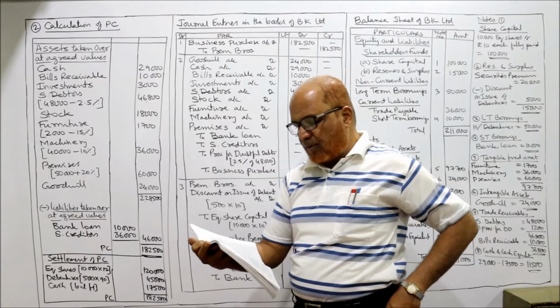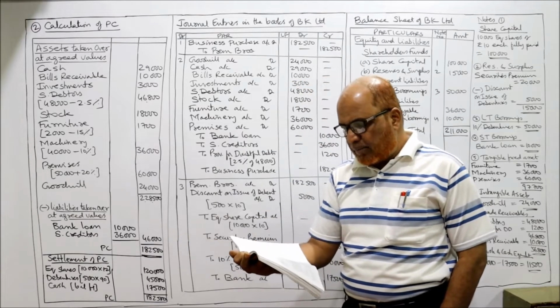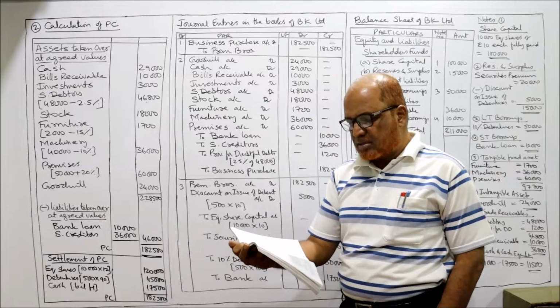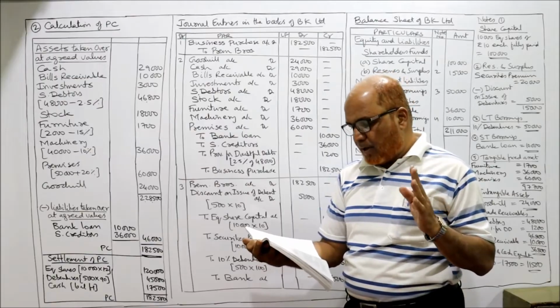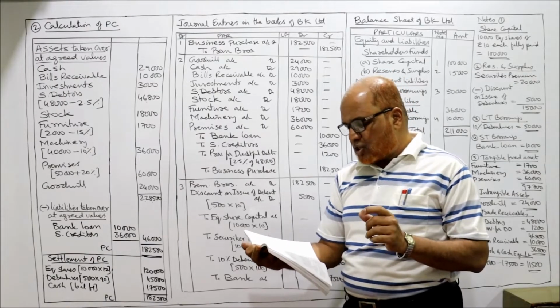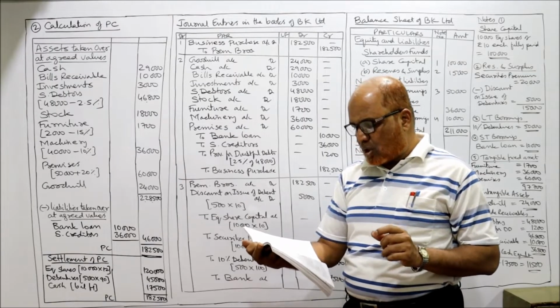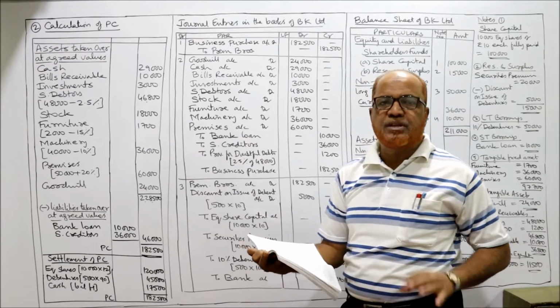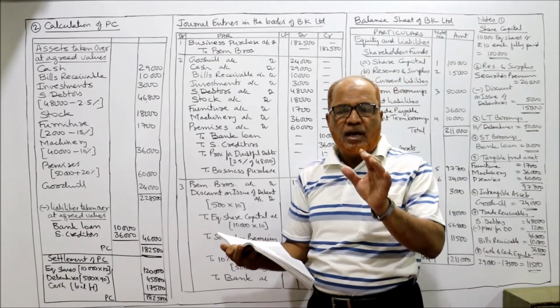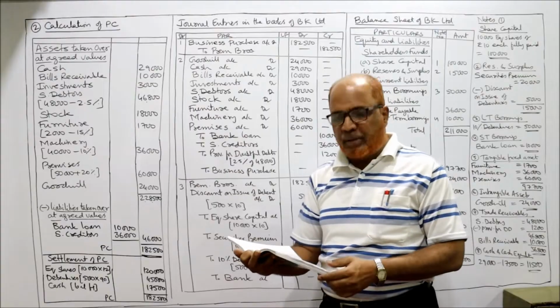Now, the balance sheet of the firm at the date of acquisition was as under. Liabilities: bank loan, sundry creditors. These two are outside liabilities. Reserves and capital. Cash, bills receivable, investment, debtors, stock, furniture, machinery, premises. This is the balance sheet of Prem Brothers, and this balance sheet is taken over by BK Limited.